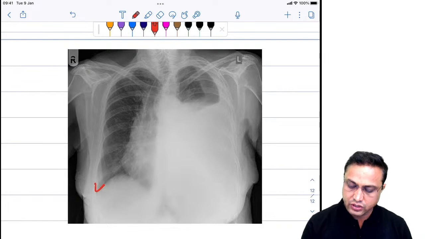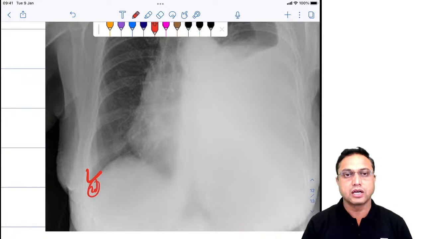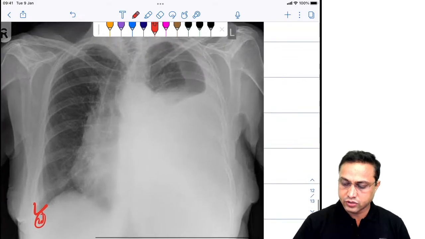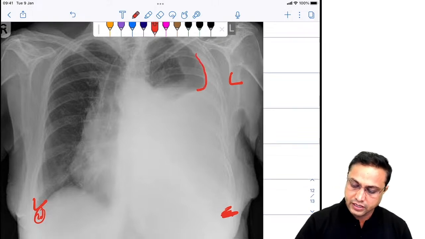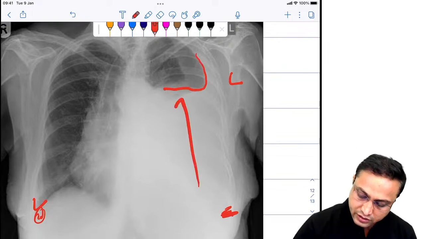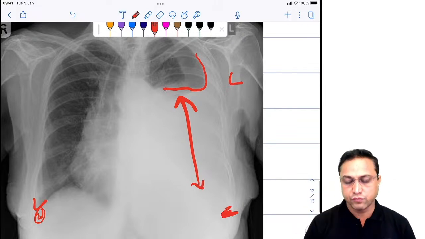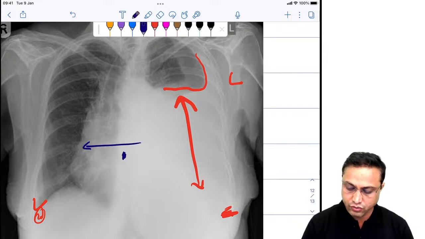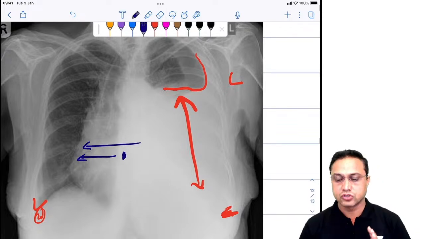So you can see that on the right side the CP angle is normal. But if you look at the left side, the CP angle was supposed to be here, but it has gone up to this level. So this whole area is filled with fluid. Not just that, it is also pushing the mediastinum. This is the spine over here, and it has shifted the mediastinum towards the contralateral side, the opposite side.